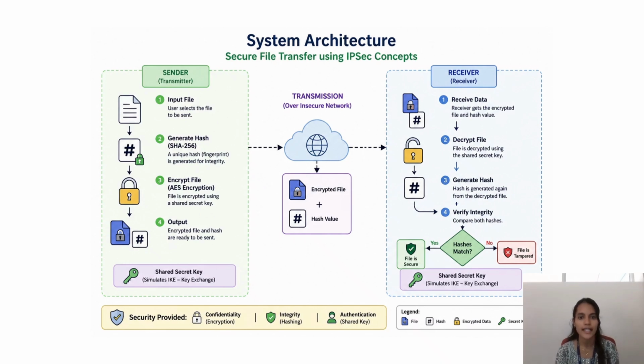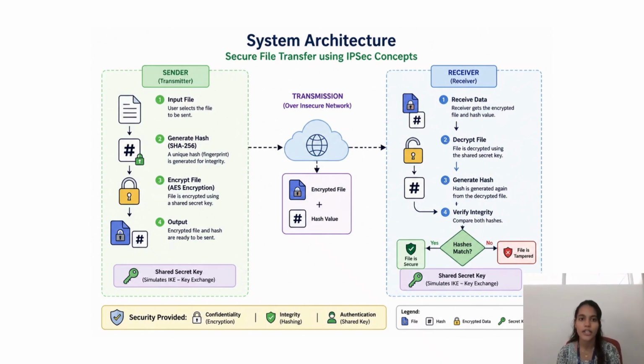At the receiver side, the encrypted file is decrypted using the same secret key to retrieve the original data. Once the file is decrypted, a new hash value is generated for the received data. The new hash is then compared with the original hash sent by the sender. If both hash values match, it confirms that data has not been altered and maintained its integrity. If the hash values do not match, it indicates that data has been tampered with during transmission.